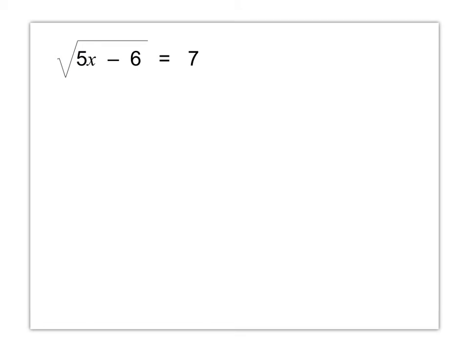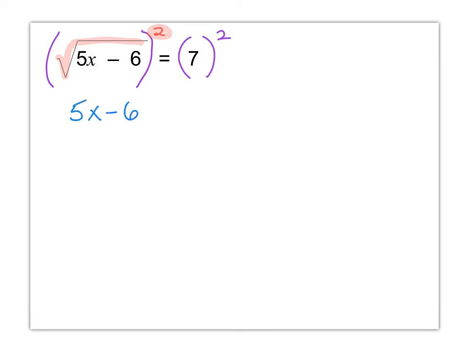Here's a radical equation. We have the square root of 5x minus 6 equals 7. The way we can isolate the variable here by solving for x is to raise both sides to the same power. So the inverse of the square root is the squared power. So we can square the left side of the equation as long as we can square the right side of the equation. And since the squared power and the square root are inverses, they will drop out, they'll eliminate, and we end up with 5x minus 6 on the left side.